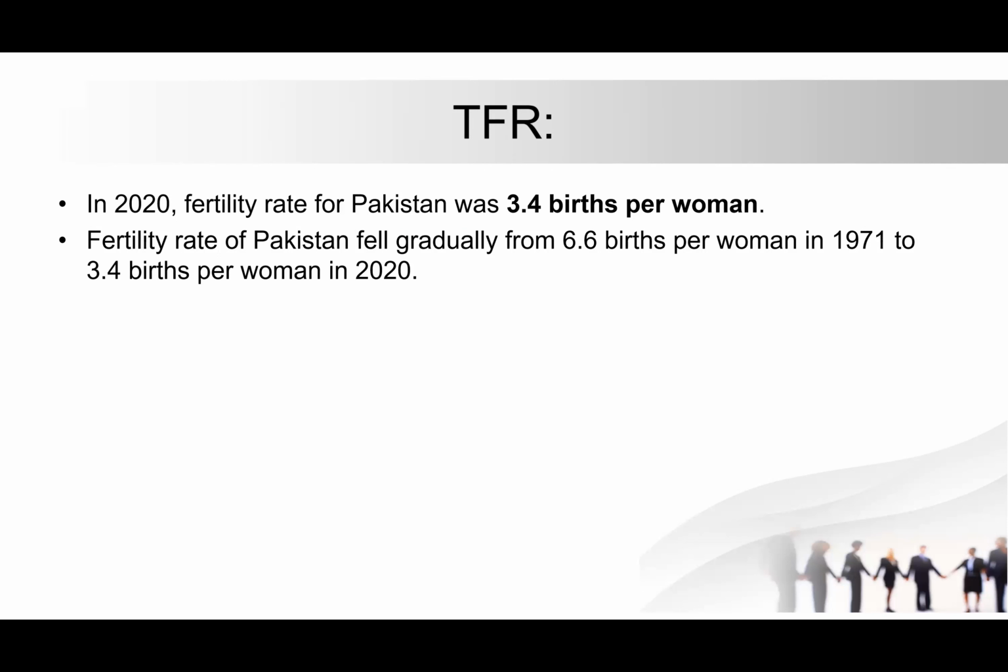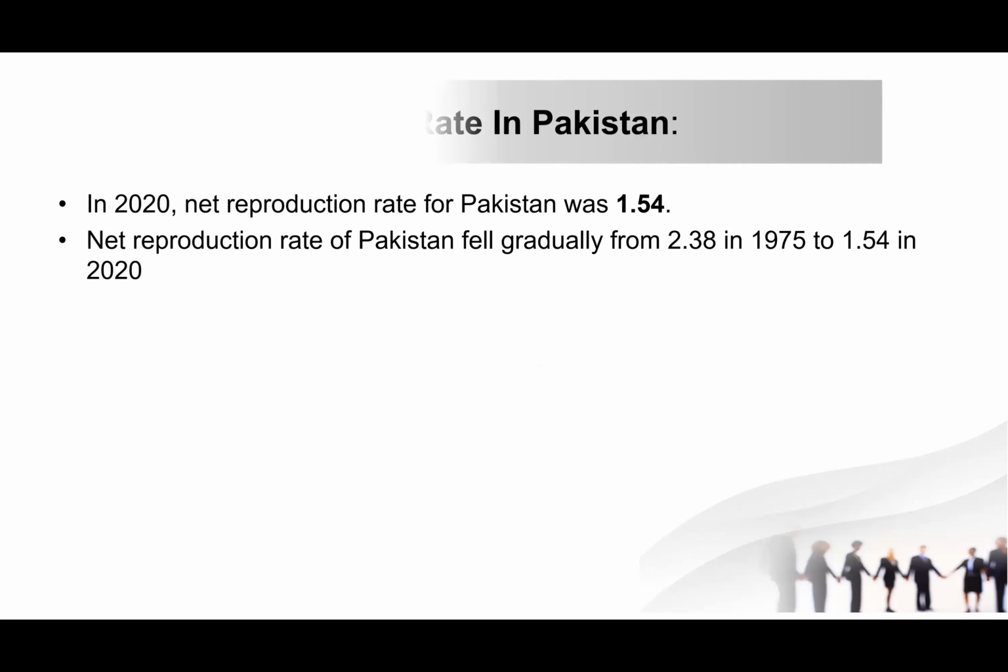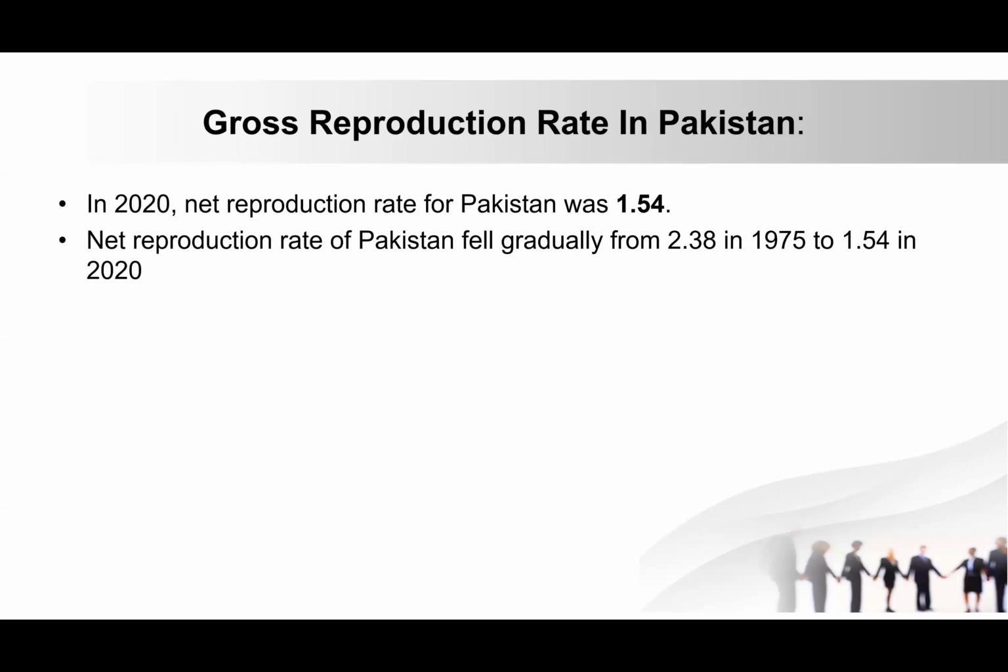Fertility rate of Pakistan fell gradually from 2.38 in 1975 to 1.54 in 2020. Gross reproduction rate in Pakistan: in 2020, the net reproduction rate of Pakistan was 1.54. Net reproduction rate of Pakistan fell gradually from 2.38 in 1975 to 1.54 in 2020.